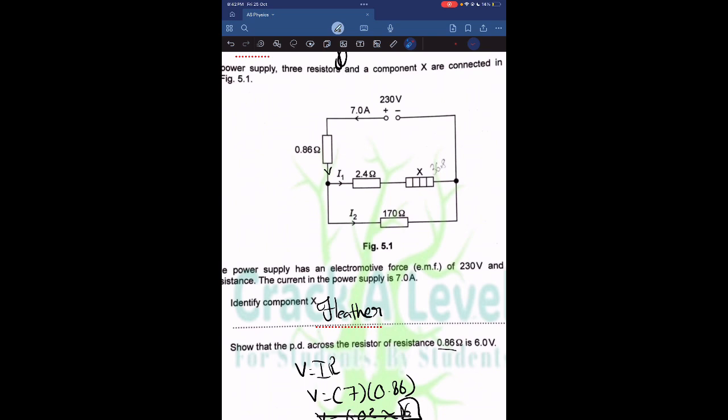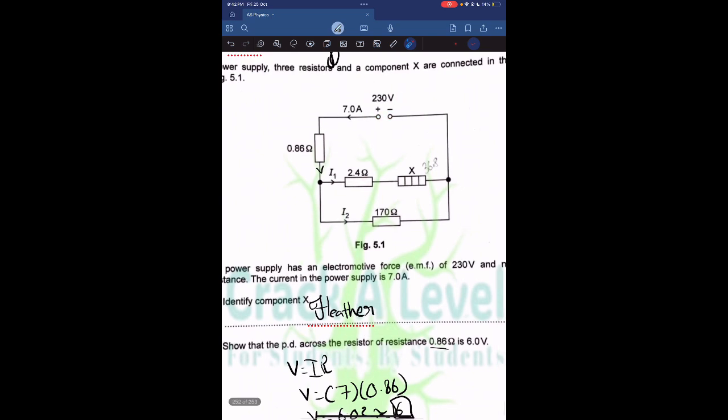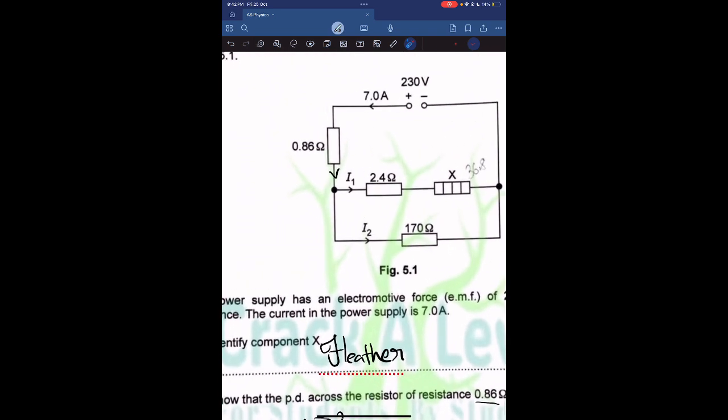If we look at these two places, we know that the voltage remains the same in parallel. But there's a big mistake that I've seen people make: they think the voltage going here is 230 and the voltage going here is 230, but they disregard that some of the voltage has been utilized here.